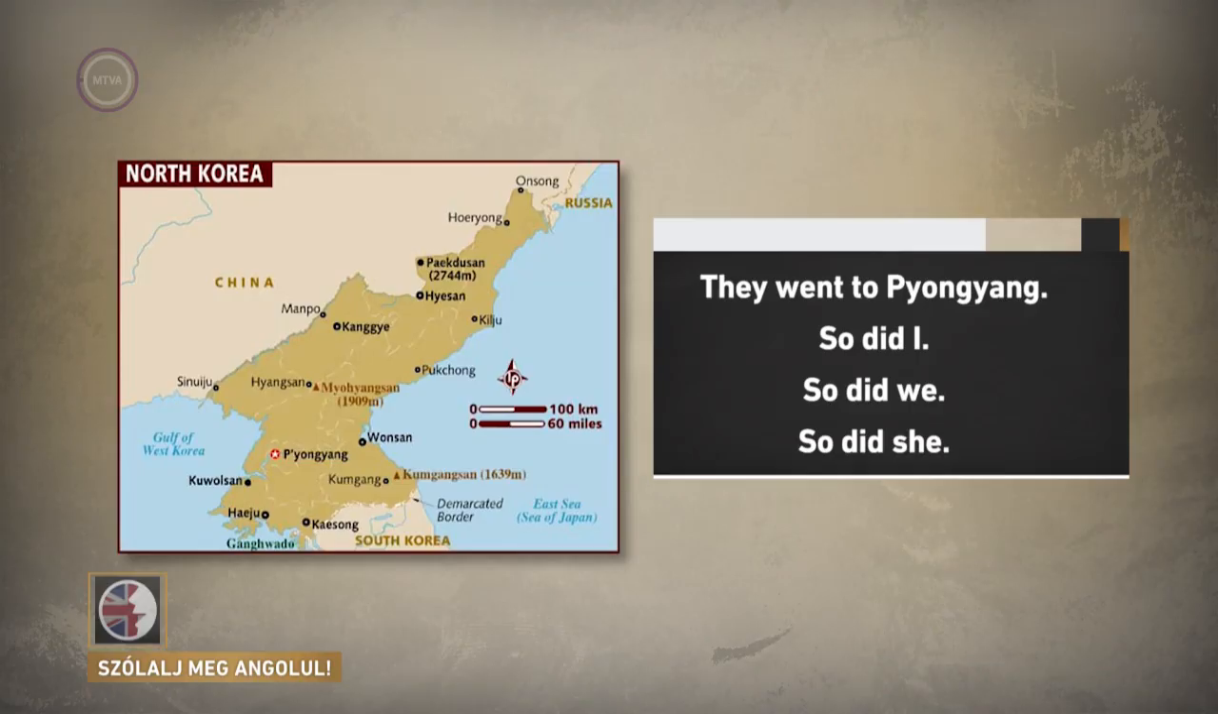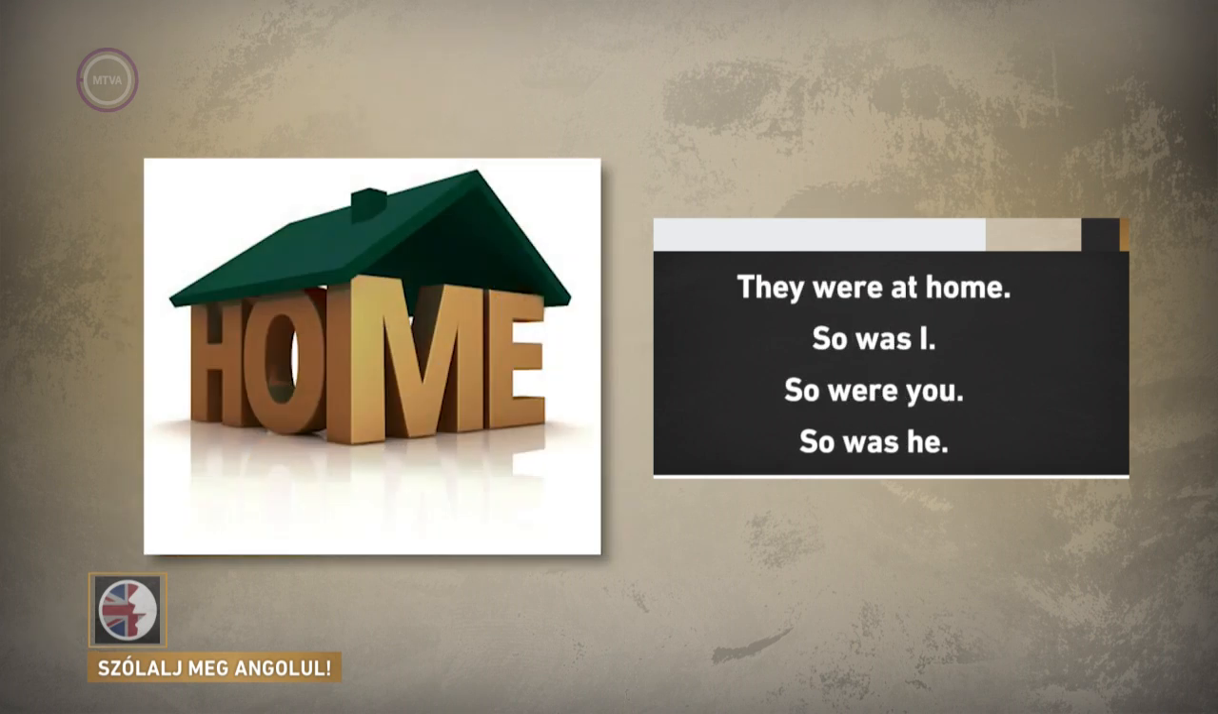Great. Now, we also learned that when the original sentence uses the past simple, then the so plus auxiliary verb plus subject form uses did. It uses the same form that we use to make questions and negatives in the past simple. If the original form uses the past simple form of the verb to be, then the so plus auxiliary verb plus subject form uses the past simple form of the verb to be. They went to Pyongyang. So did I. So did we. So did she. They were at home. So was I.